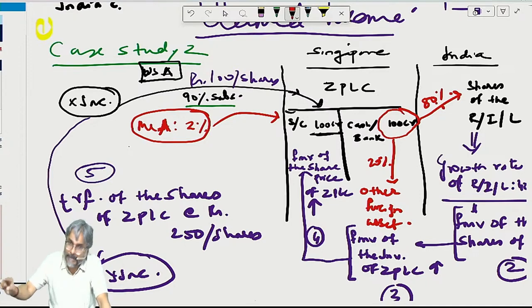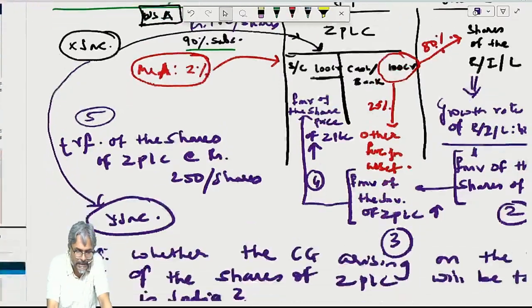Which means even if ZPLC derives its value substantially from the Indian asset, even if because of that ZPLC share is deemed to be situated in India, still to a minority shareholder transferring the shares of such foreign company, the provision of 9(1)(i) will not apply. No capital gain. That is what it is.